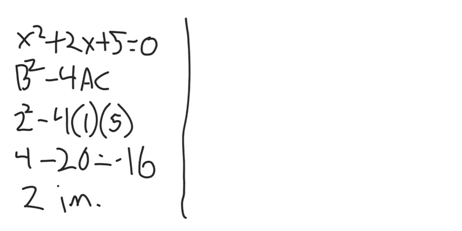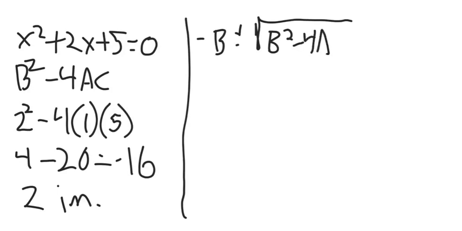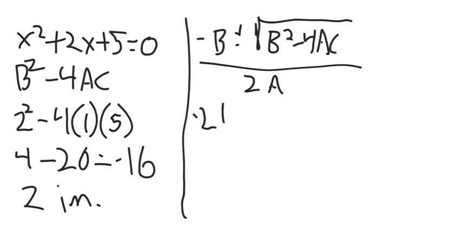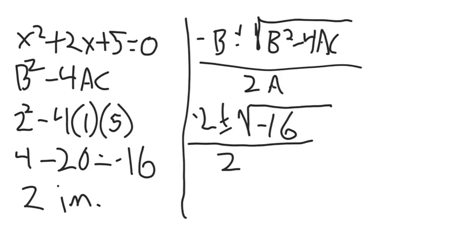So we know the quadratic formula is negative b plus or minus the square root of b squared minus 4ac all over 2a. In this case, that would be negative 2 plus or minus the square root. Well, b squared minus 4ac, we already did that. That is the discriminant, so let's just use that as negative 16. So we have negative 2 plus or minus the square root of negative 16 all over 2, since a is 1.